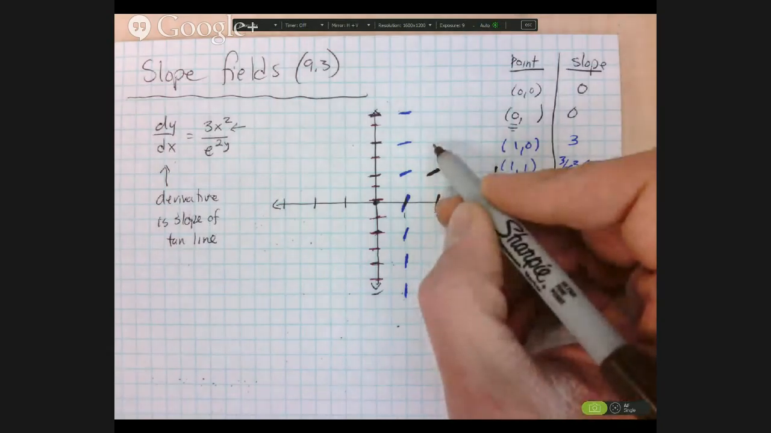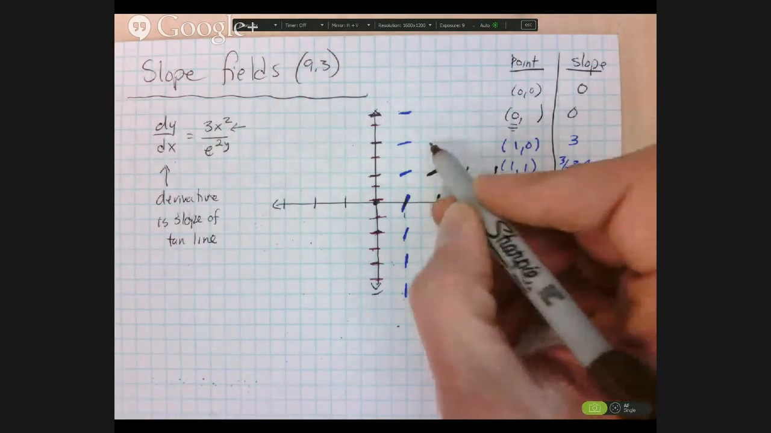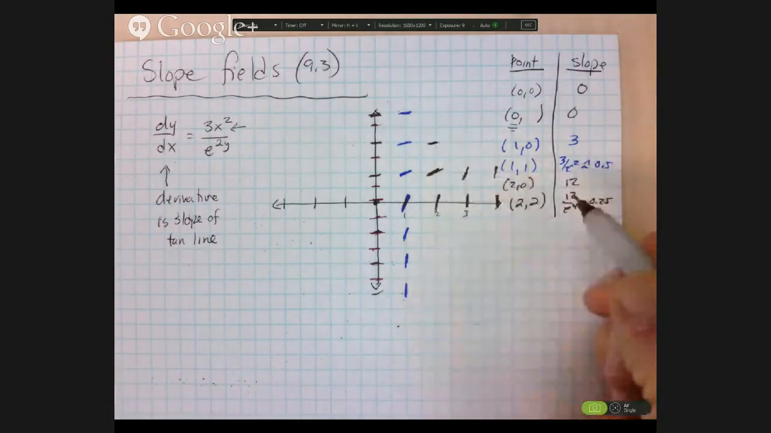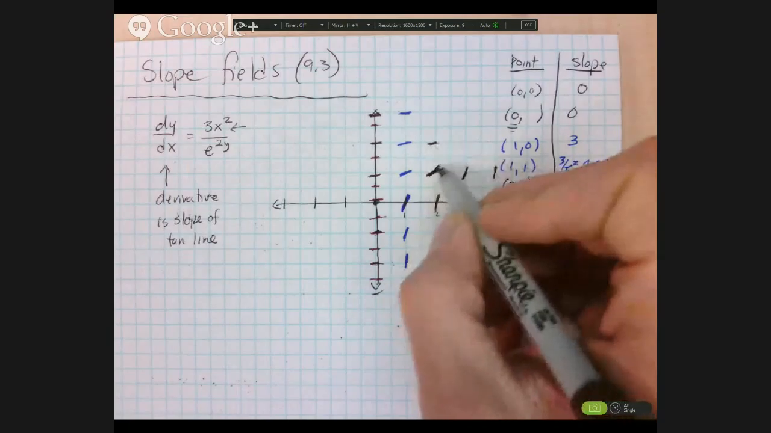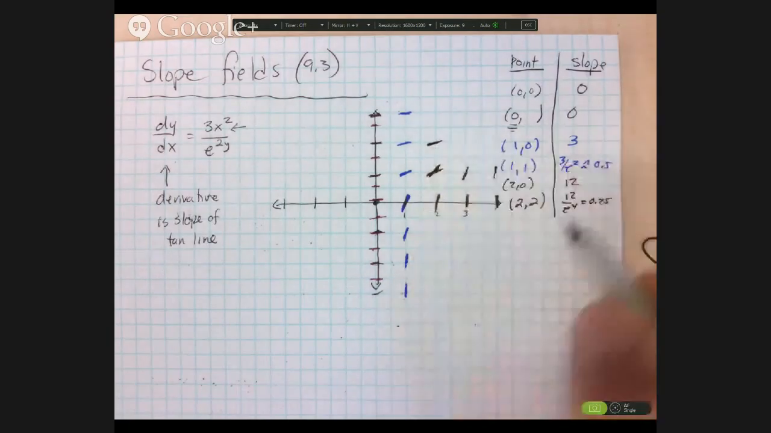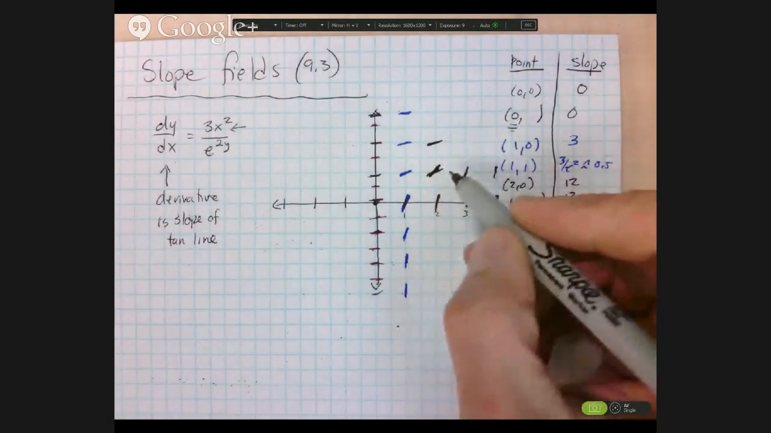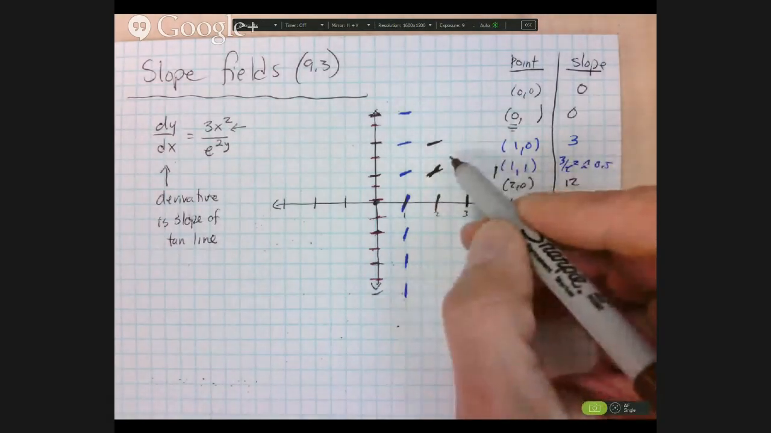2, 2. I put it in the wrong spot. That's what the problem is. That was 2, 1 that I put on here. What we're going to see is this kind of heads.